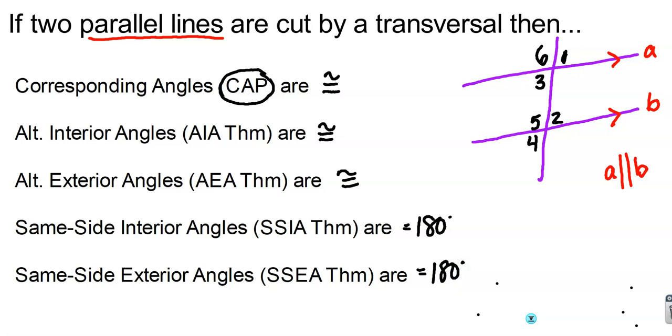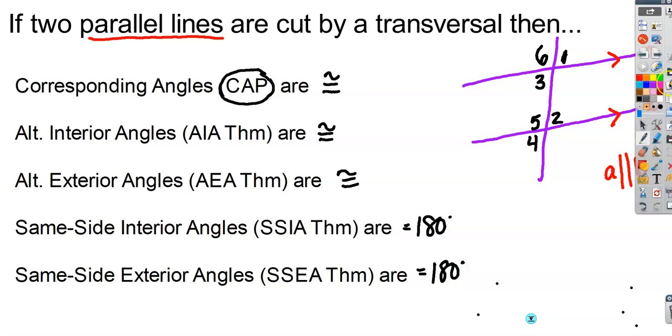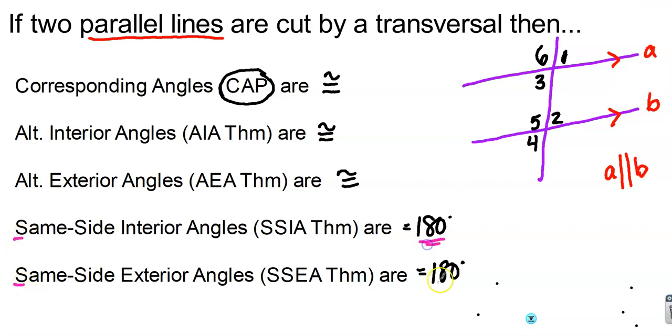So I find the easiest way to remember is that if it starts with S for same side, it's going to be supplementary, which is 180. Everybody else is congruent. The only postulate is corresponding angles. That's the most basic one, and then everybody else is a theorem. Remember, postulates we don't prove. Theorems we can always prove, and we're going to do a little bit of that.